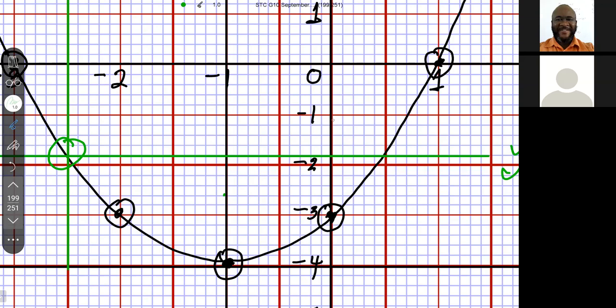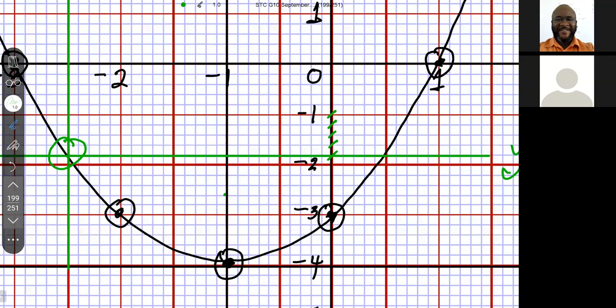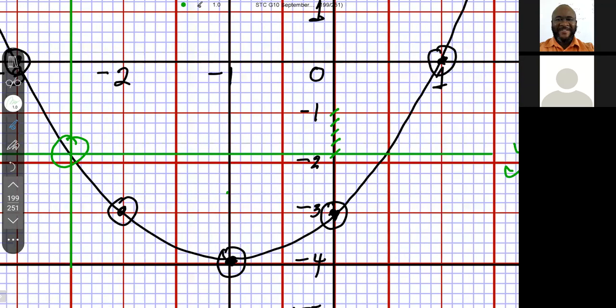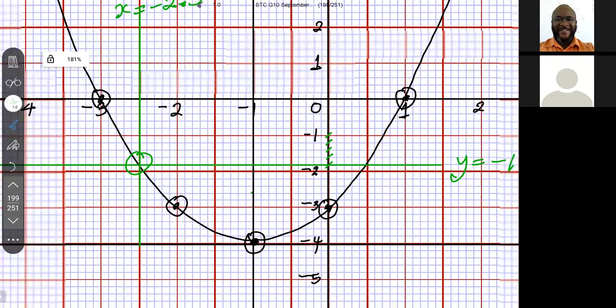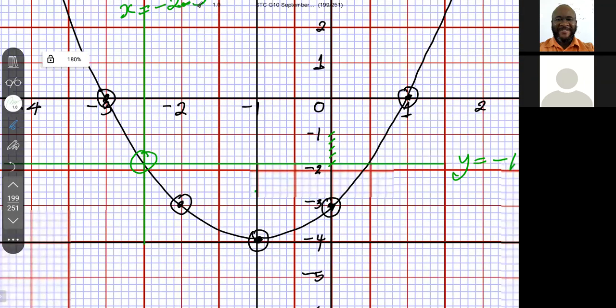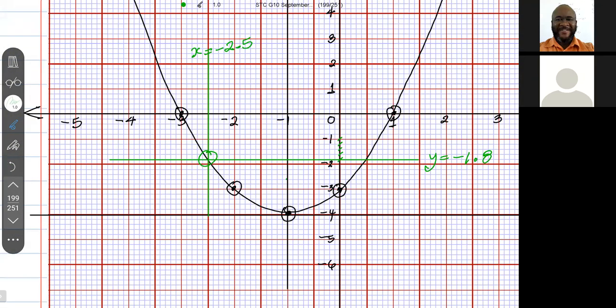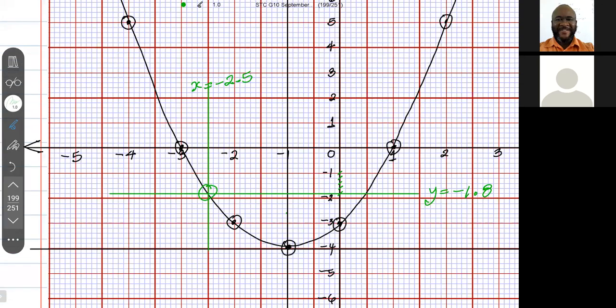Remember, each of these minor divisions on the y-axis is 0.2. So if this is minus 1.6, this is minus 1.8. So that horizontal line is the line y is equal to minus 1.8. So at the point on the graph where x is equal to minus 2.5, y is equal to minus 1.8. The next thing we're asked to do, guys, is to determine the value of y when x is equal to 2.5.